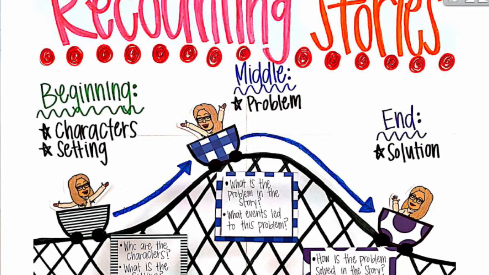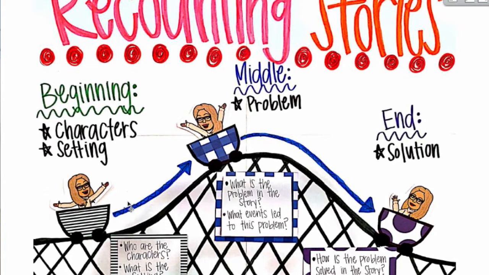This anchor chart shows that recounting stories is just like a roller coaster. In the beginning of the roller coaster, or in the beginning of a fictional story, we need to be looking for the characters and the setting. In the story, the author will introduce the characters as well as where they are. So, whenever we're reading a fictional story, we need to ask ourselves some questions. Who are the characters and what is the setting? Once we find these two things, we know that we're in the beginning of our story.